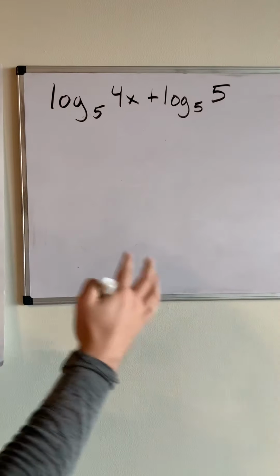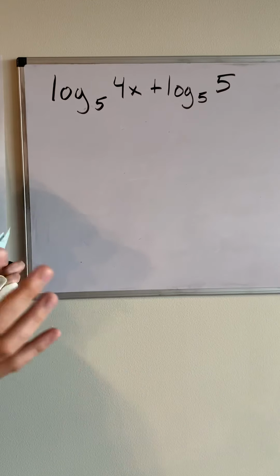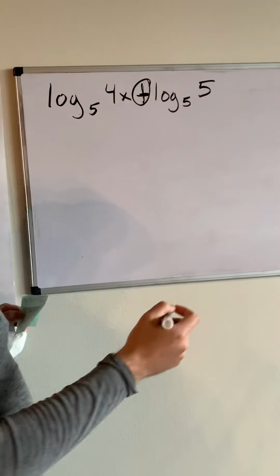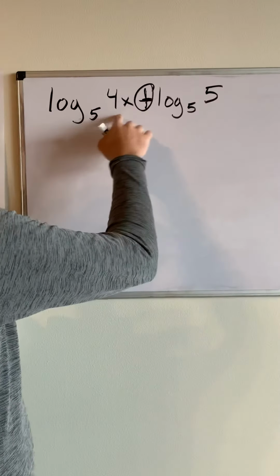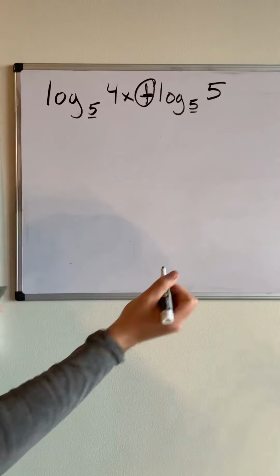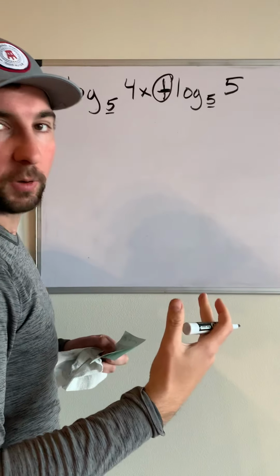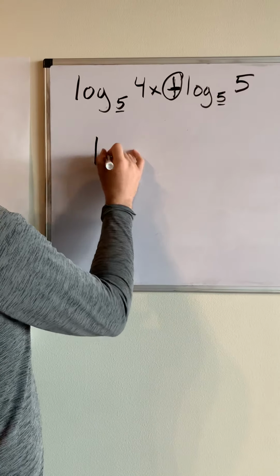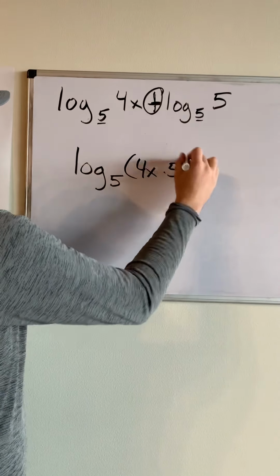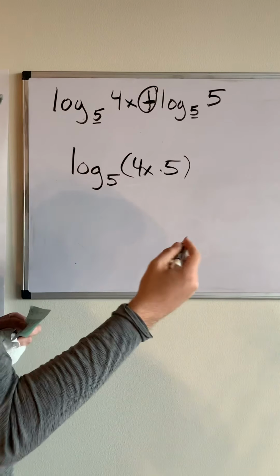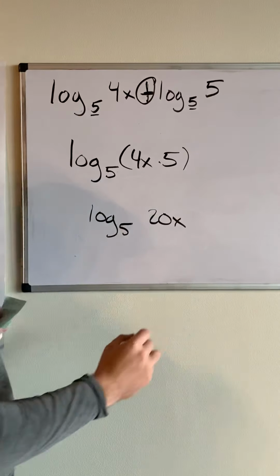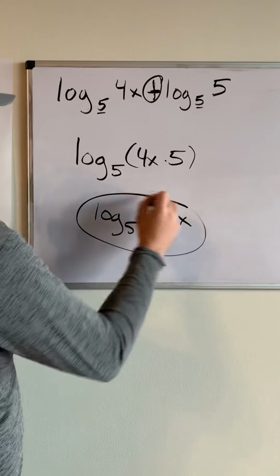Okay, so here I need to use my log properties to shrink it back down. Okay, so I see this addition sign right there, which tells me that I'm going to be multiplying these. Remember, you can only do this if your bases and your logs are the same. With all of our equations, they will be the same. So I have log base 5, 4x times 5. Well, 4x times 5 is going to be log base 5, 20x. Okay, that's your final answer.